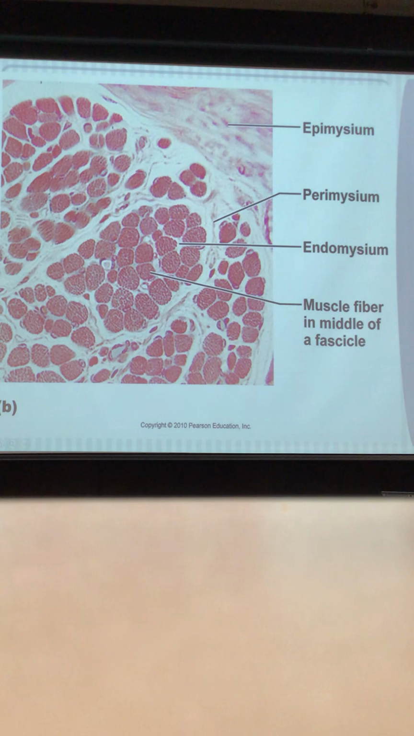So, we can see these. I would never ask you this on a test or anything, but this is a whole muscle. A whole muscle is made up of fascicles. Here's a fascicle. Each fascicle is made up of muscle fibers. Muscle fiber, muscle fiber, muscle fiber.